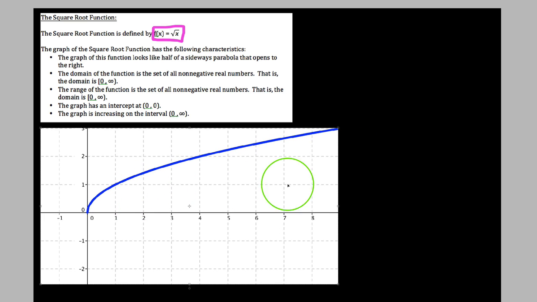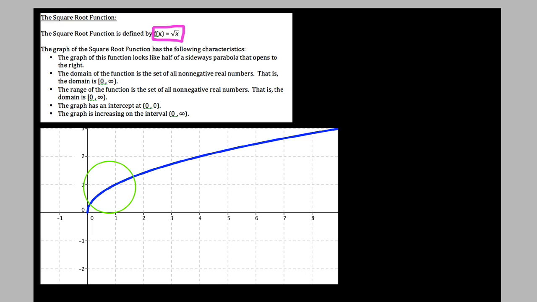We have a few things to say about this graph, starting with its basic shape, okay? So the graph of the square root function has the following characteristics, starting with the fact that it almost looks like a parabola that opens sideways, but you notice that you only have the upper half of the parabola, okay?